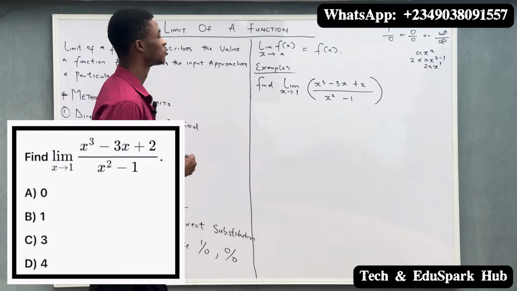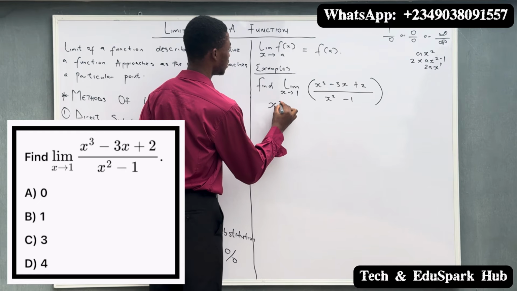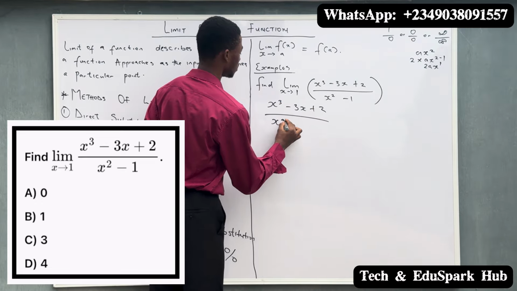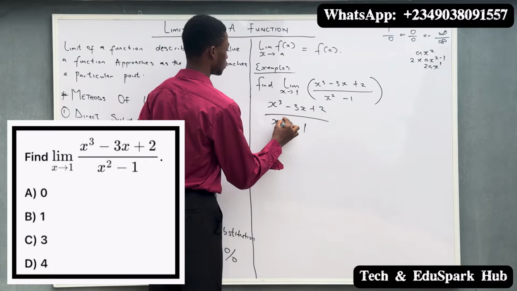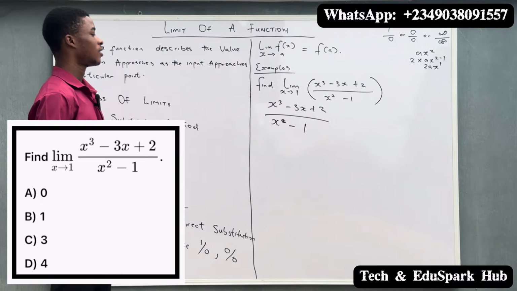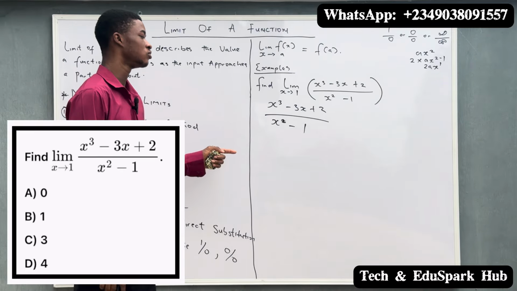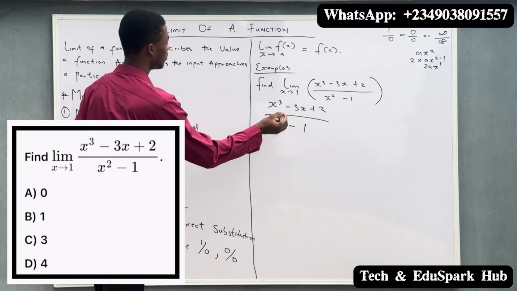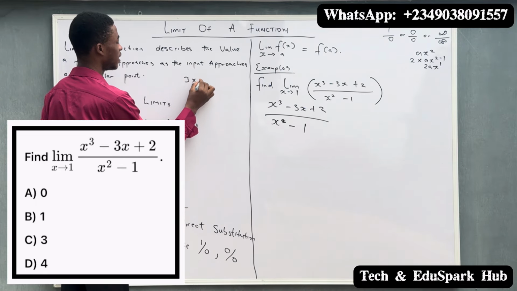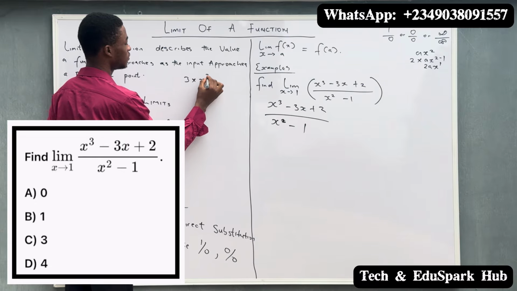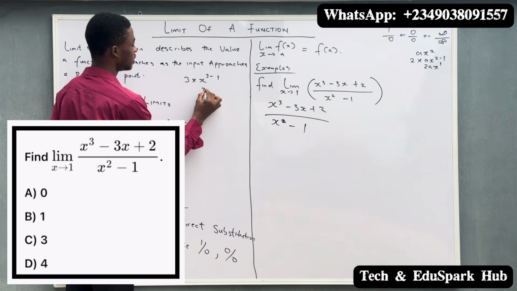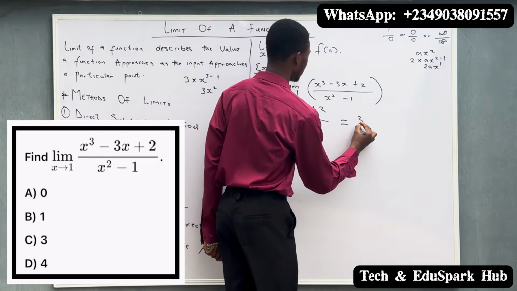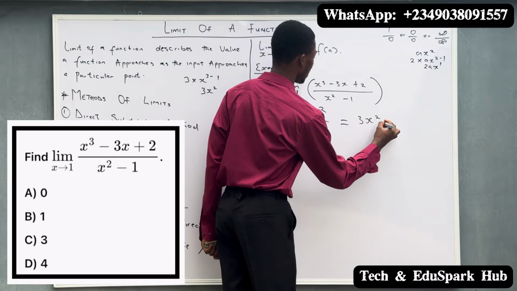In order to use the L'Hopital's rule, you are going to write everything you have initially, which is x cubed minus 3x plus 2 divided by x squared minus 1. After writing this, the next thing you are going to do is to differentiate everything in the equation. In differentiating x cubed, the power will come to the front, so we have 3 multiplied by x, and the power will be subtracted by 1, so we have 3 minus 1. In this case, we are going to have 3x raised to power 2.